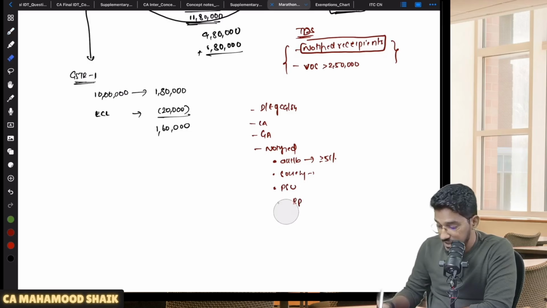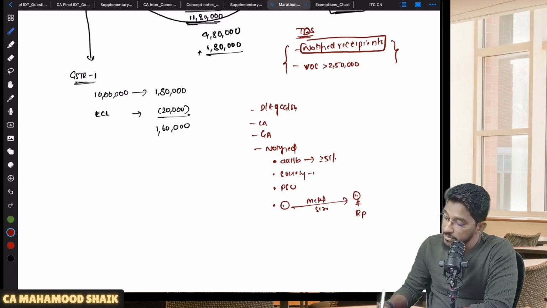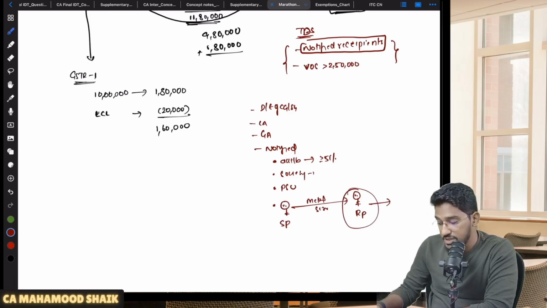So what is that last category? Recently they have added this. One more person who is required to deduct TDS is if the recipient is a registered person receiving supplies of metal scrap from another registered person. Now this recipient, a registered person receiving the supplies of metal scrap from another registered person, is also required to deduct TDS under section number 51.